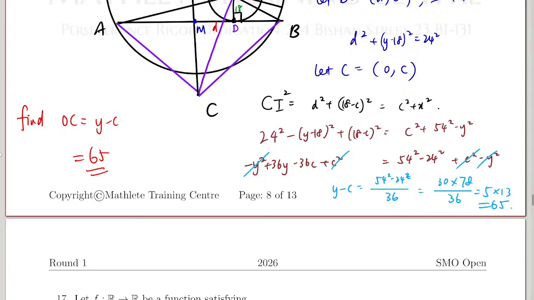Okay, now let me mention my remark on this question. I absolutely dislike it. I think this question is very painful. I'm not quite sure again what's the purpose of including this question on SMO.